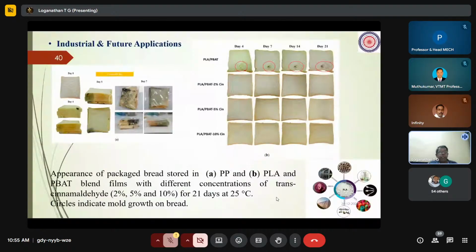And this is another work where PLA is blended with PBAT. Here you can see that when you use normal PLA and PBAT, the growth of mold, that is bacterial growth, is seen, right? When it is packed with PBAT with 2% of trans-cinnamaldehyde, which is nothing but our cinnamon powder, on adding that we can improve the quality of the bread. So even after 21 days, the quality of the bread is good.